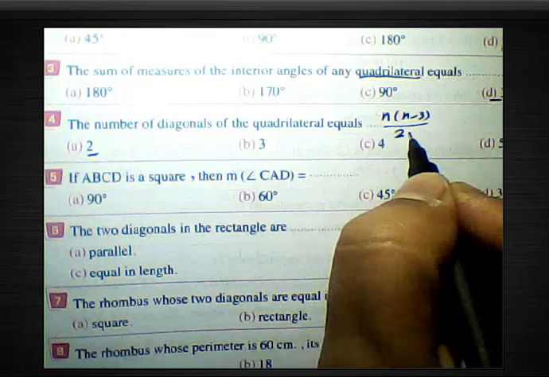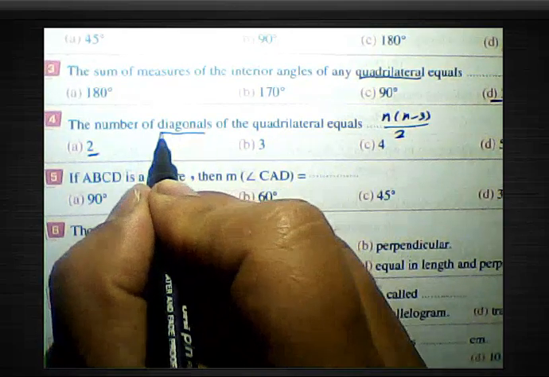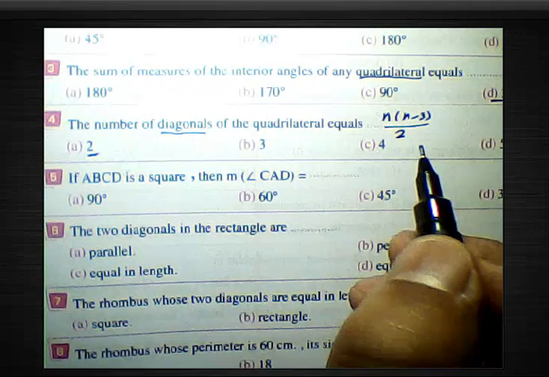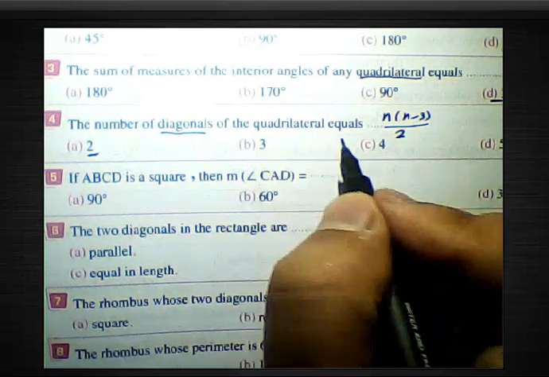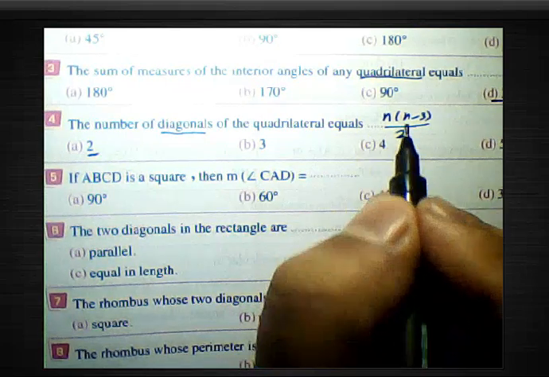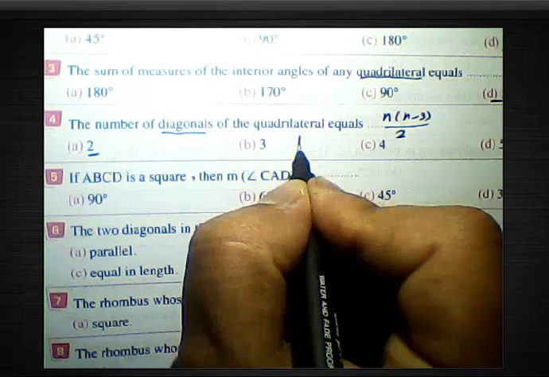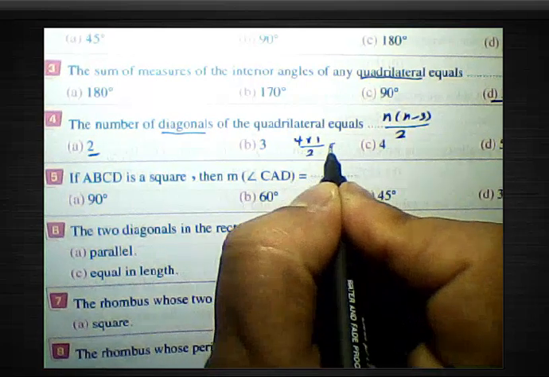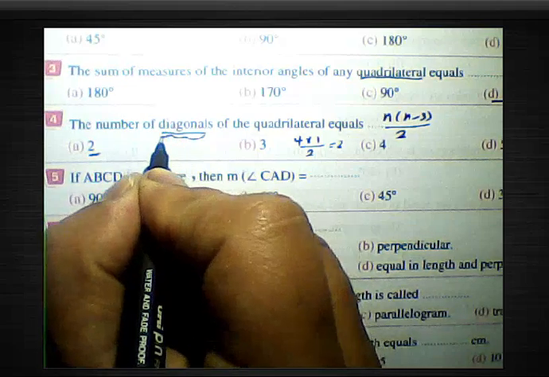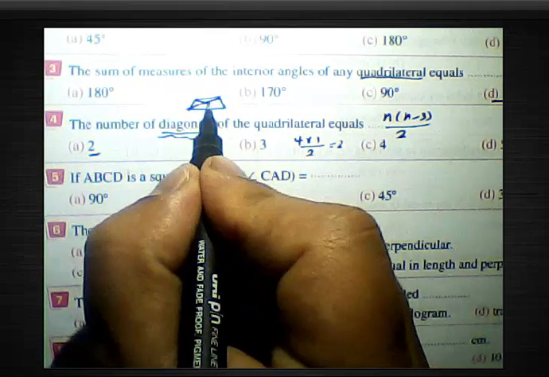n times (n minus 3) divided by 2 to find the number of diagonals in any quadrilateral or any polygon. In reference to the number of sides, a quadrilateral has 4 sides, so let n equal 4. The result will be 4 times (4 minus 3) over 2, which equals 2. So a quadrilateral such as a trapezium has only 2 diagonals.